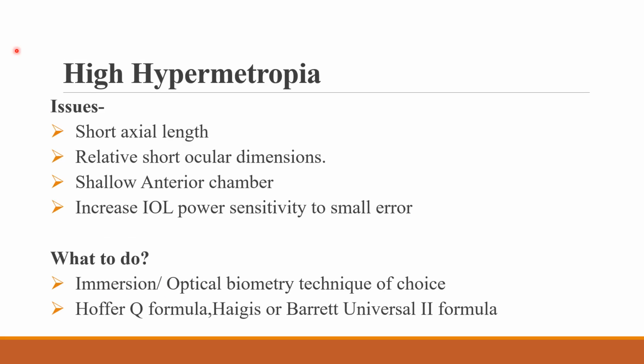High hypermetropia. Here the issues are short axial length, relative short ocular dimensions, shallow anterior chamber, increased IOL power sensitivity to small error. And the solutions are immersion optical biometry technique of choice, Hoffer-2 formula, Haigis or Barrett Universal 2 formula.